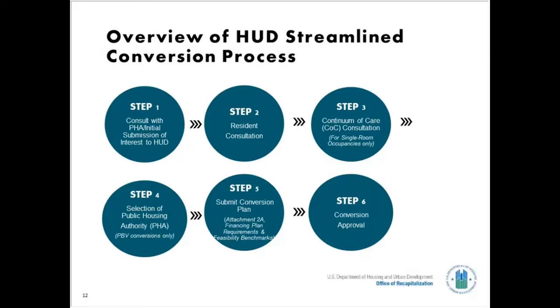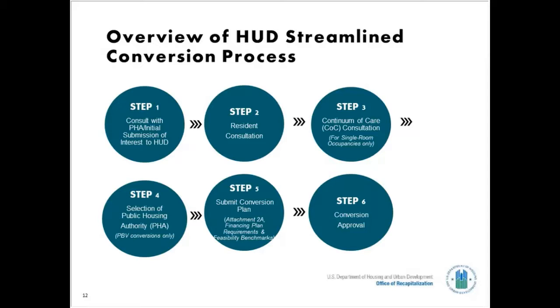And then once you do that, you can advance to step 4, which is selection of a public housing authority if you're doing a PBV conversion, and the entity that is currently administering your contract does not have jurisdiction to continue administration of your PBV contract. So once you have informed and contacted all the stakeholders and affected parties, you are ready to advance to step 5, which is pulling together your conversion plan and submitting it to the RAD resource desk.